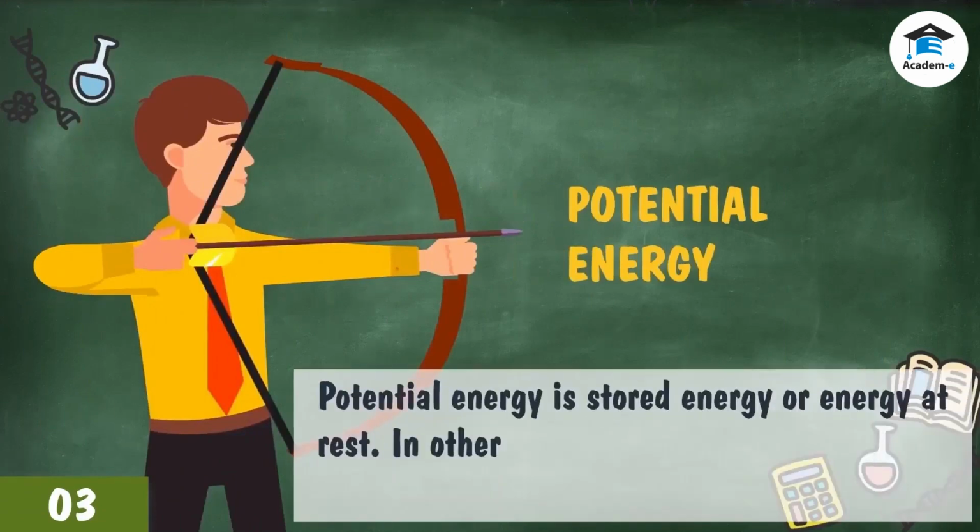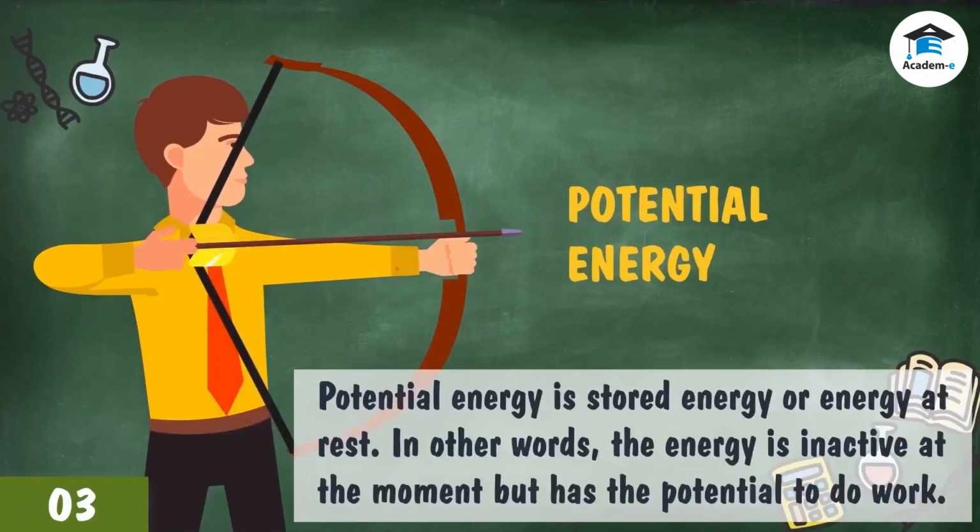Potential energy is the energy stored in an object as a result of its position. It is sometimes called stored energy or energy at rest. In other words, the energy is inactive at the moment but has the potential to do work.